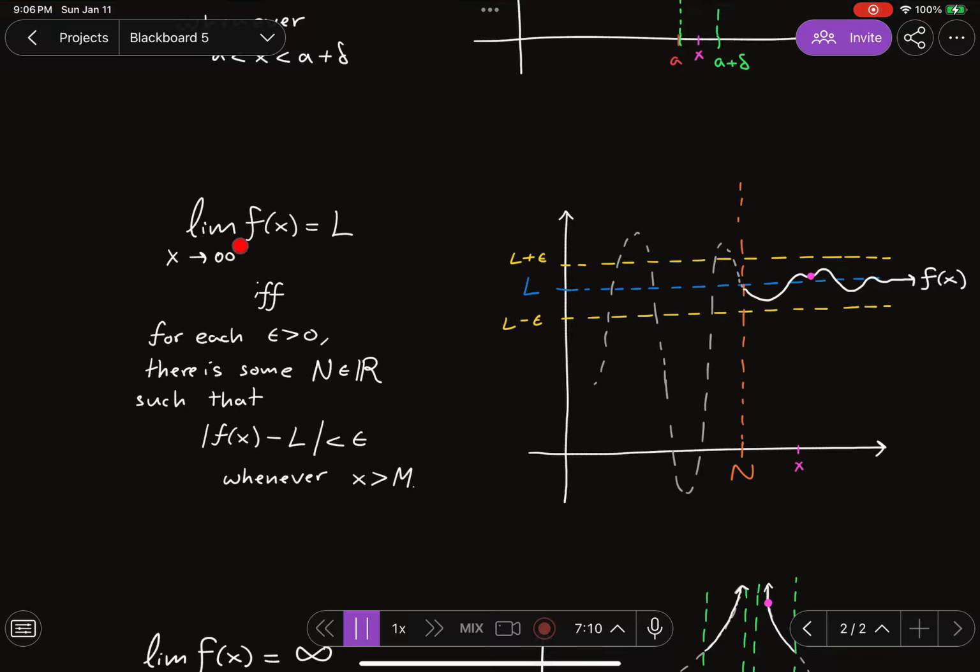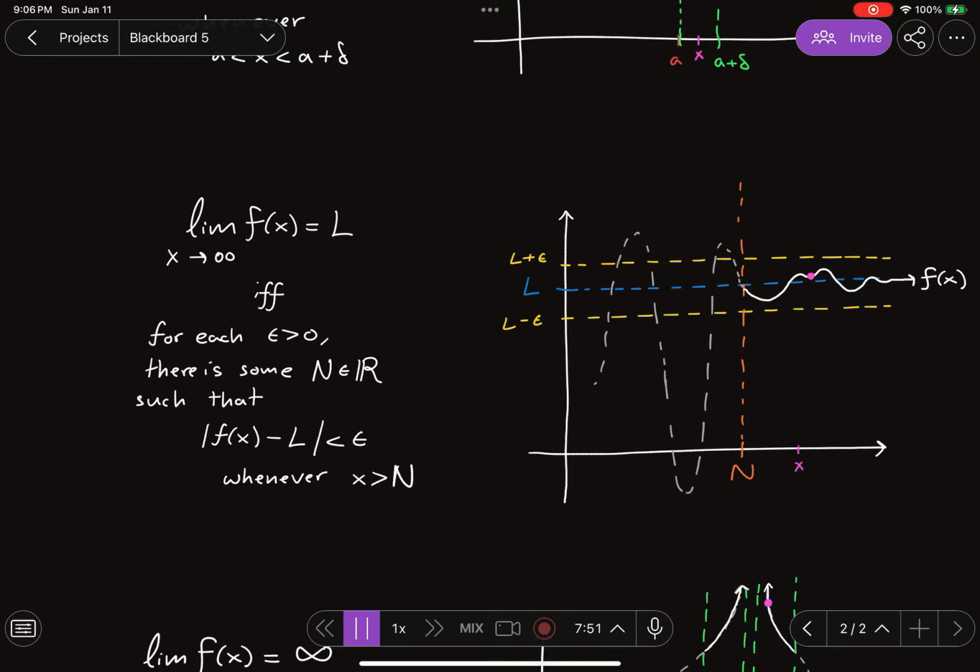All right, this says the limit of f of x as x approaches infinity, or you can say as x increases without bound, is L if and only if for each epsilon bigger than 0, there is some real number n, such that the distance between f of x and L is less than epsilon whenever we push the x values to be bigger than n. Whenever x is bigger than n.